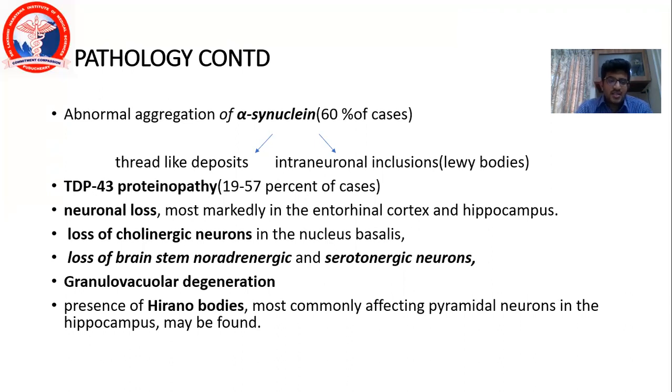Other pathology that is seen is granulovacuolar degeneration and Hirano bodies, which most commonly affect pyramidal neurons in the hippocampus. They might also be found.